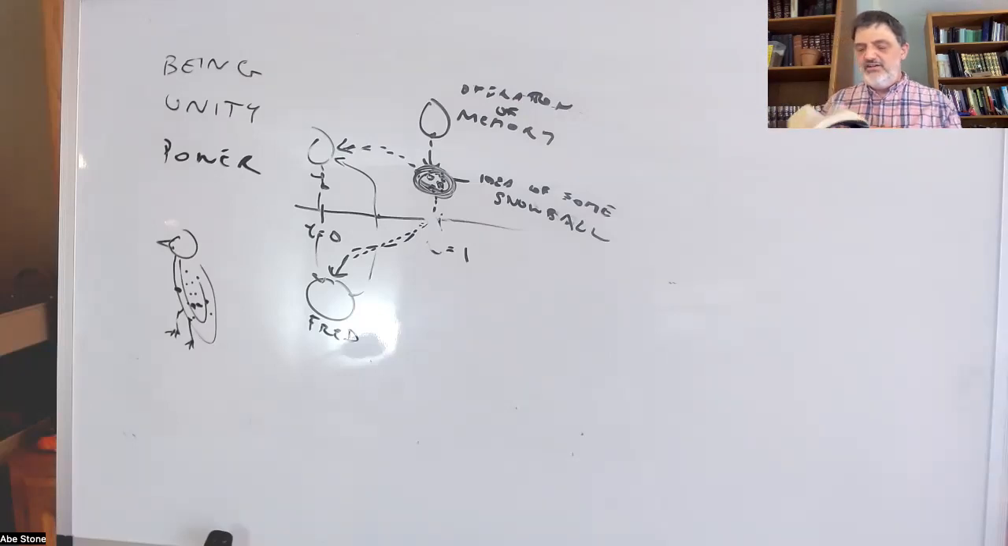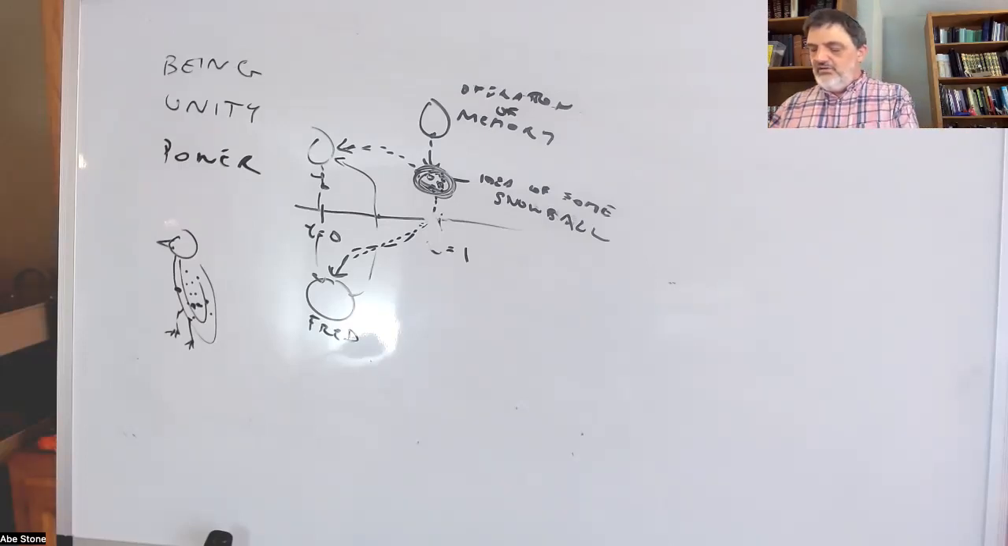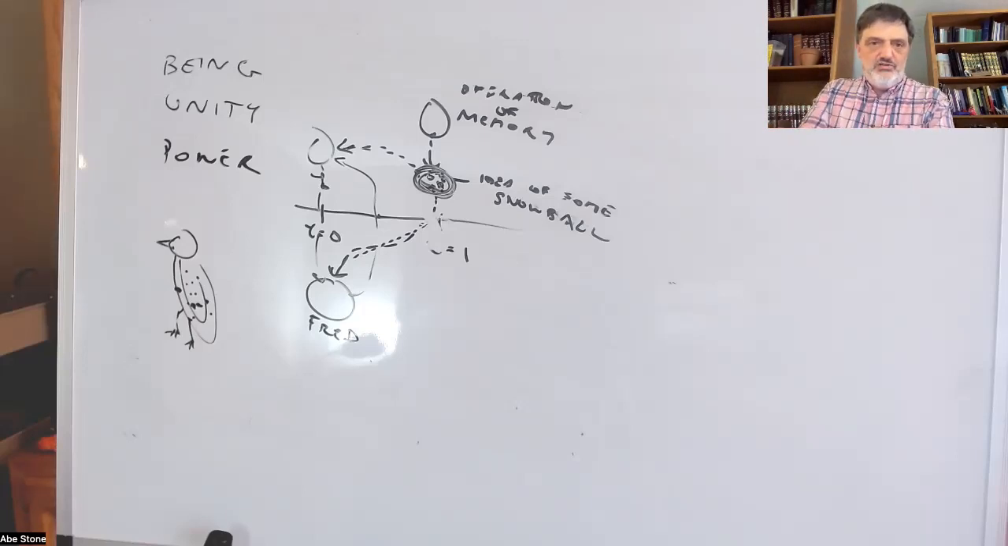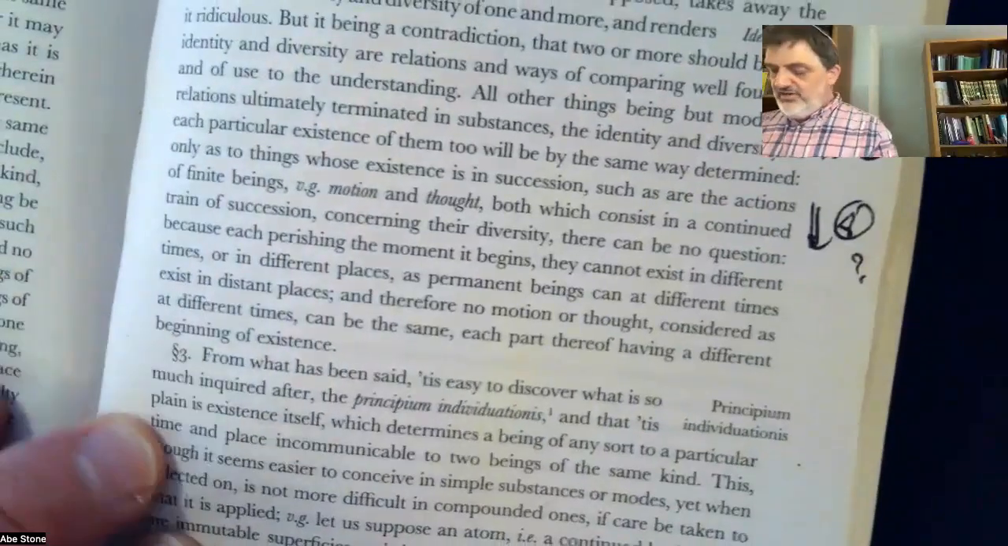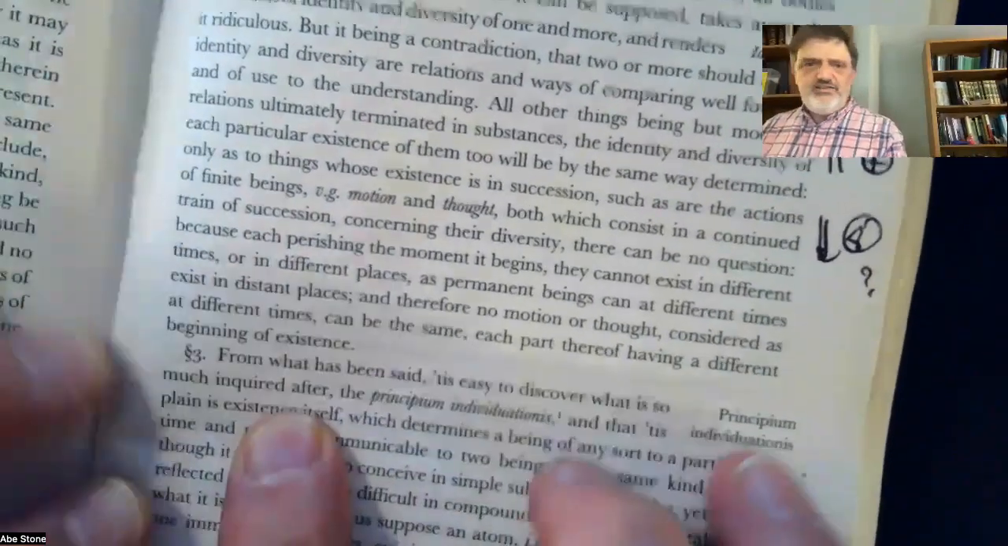I think I didn't write this down, but I might be able to find it. It might help explain what I'm saying there. It's in book two, chapter 27, on identity and diversity. There we go. It's book two, chapter 27, section 3, on page 297.